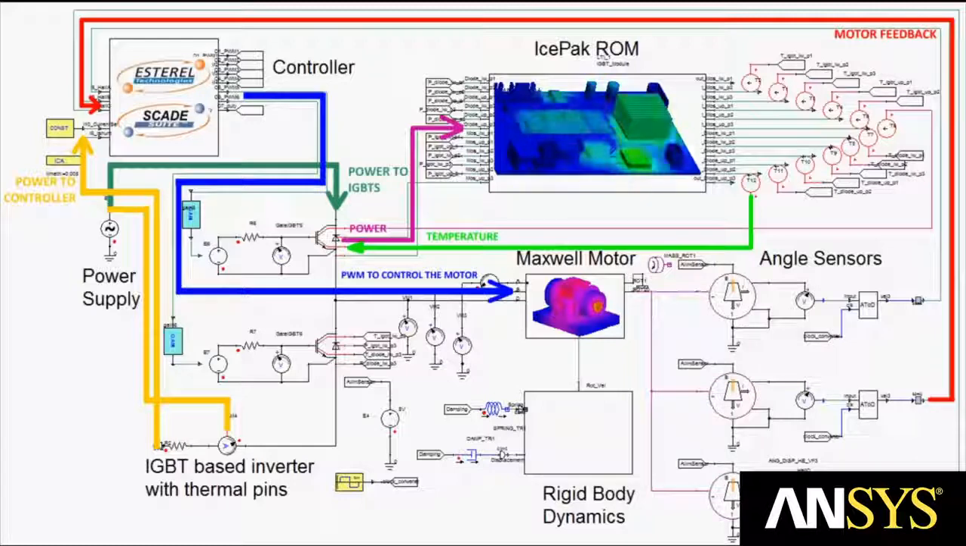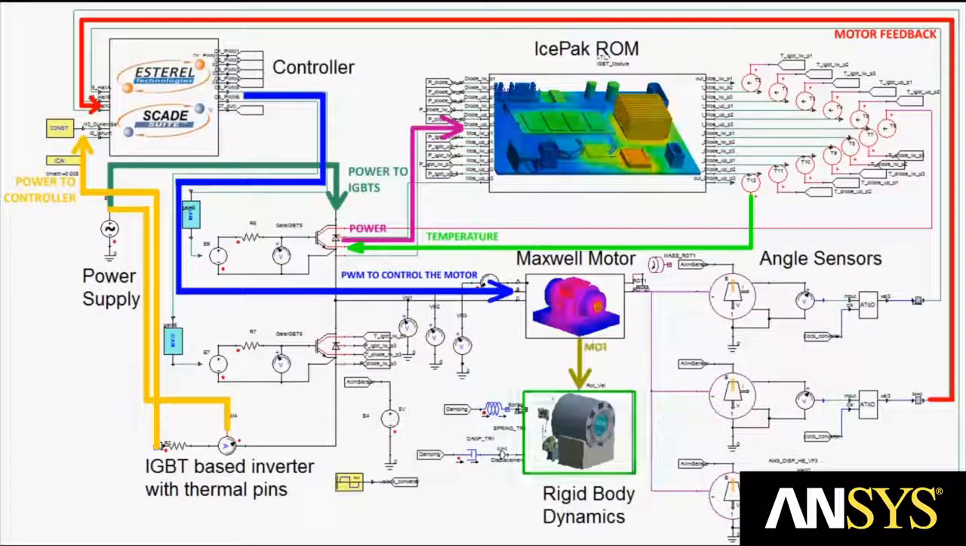The electric drive controls the speed of the motor, so motor position and speed is fed back to the controller for full closed-loop control. As we have seen, the dynamics of the motor depend upon the power supply, the controller, the temperature-dependent IGBT semiconductors, and the 3D physics of the motor itself.